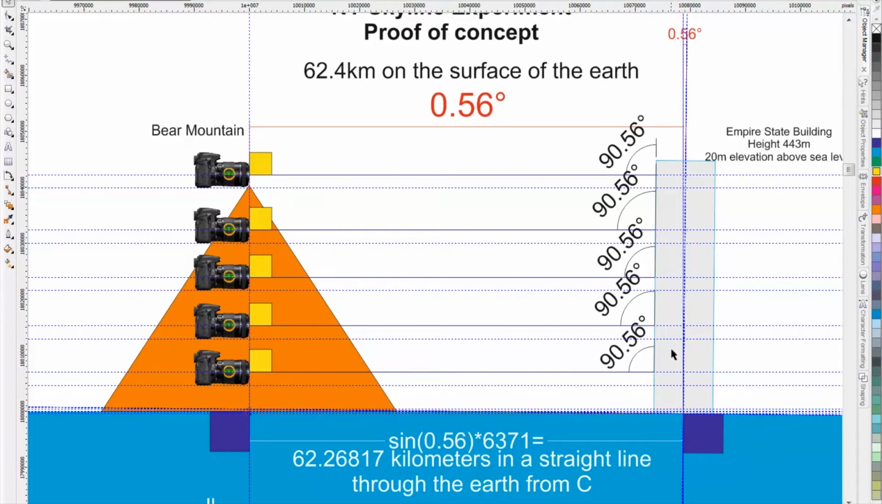As you can see, I've already inclined this rectangle at a 0.56 degree angle. The measurement done by CorelDRAW can measure the angle, and you can see it's larger than 90 degrees. If it was a parallel building, the angles of incidence would be 90 degrees. But you can see there's an inclination here. This building is inclined at 0.56 degrees away from what a perpendicular would be at Bear Mountain.